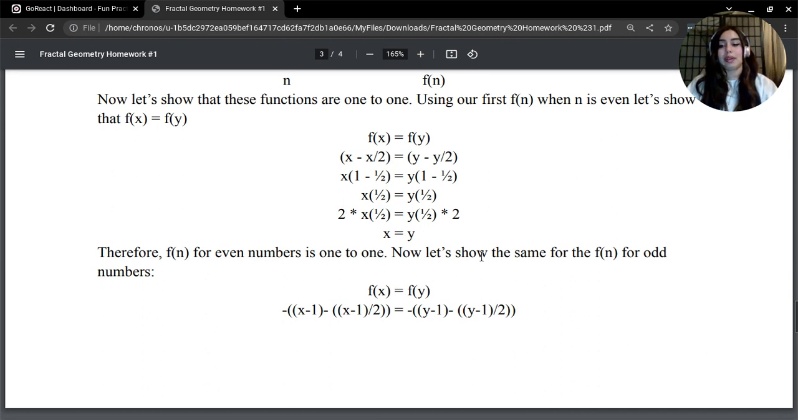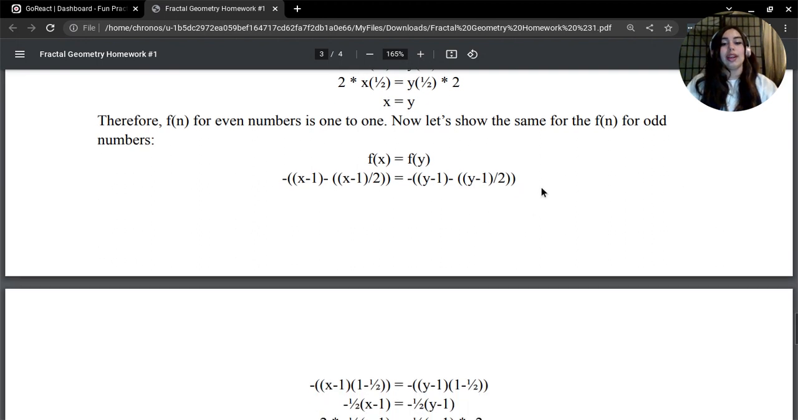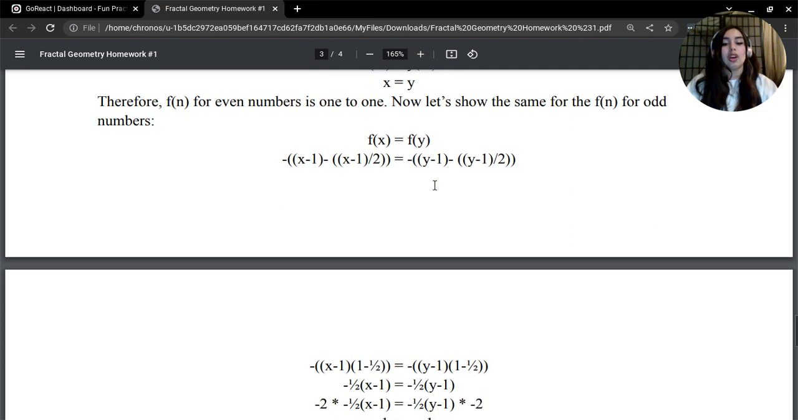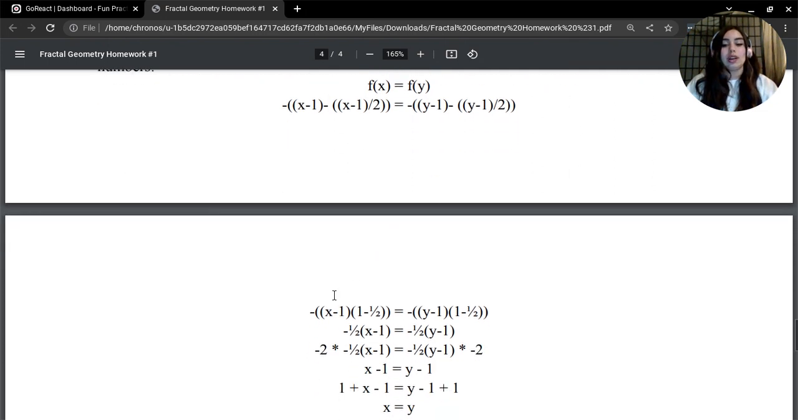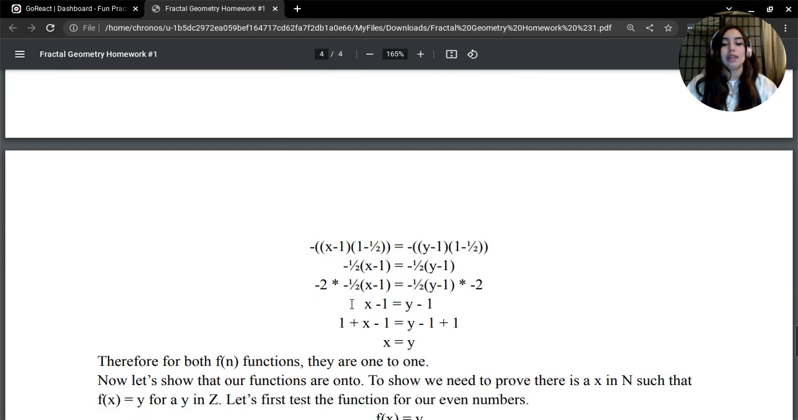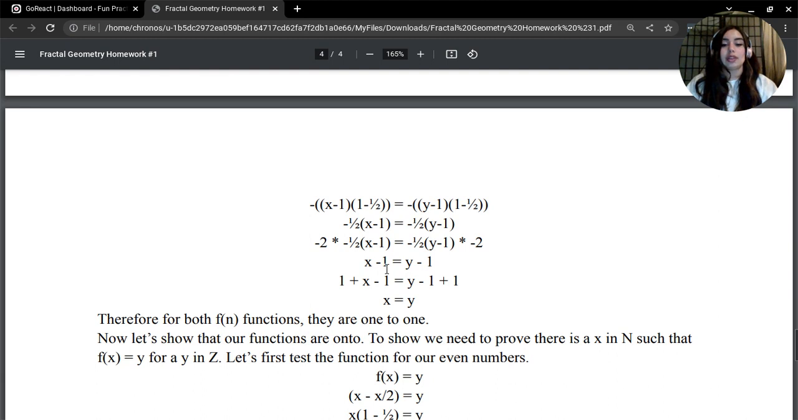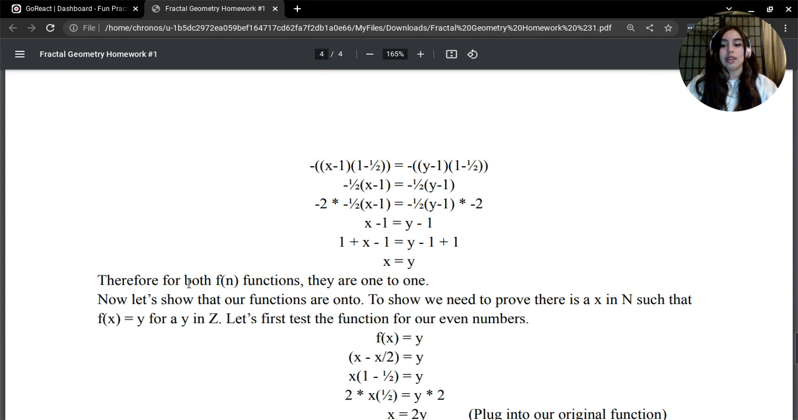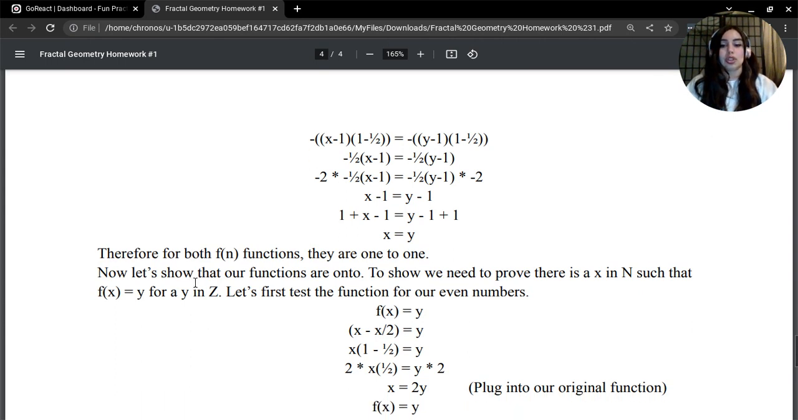Now we need to show that f of n for odd numbers is 1 to 1. So again, we have our f of x is equal to f of y, and when we plug in our equation, we can do a similar thing where we factor out the x minus 1, and we can simplify the numerical stuff to 1/2 and pull that outside, so we get a negative 1/2 on both sides. And then when we multiply negative 2 to both sides, we get x minus 1 equals y minus 1. And when we add a 1 to both sides, we get x equals y. So therefore, both f of n functions are 1 to 1.